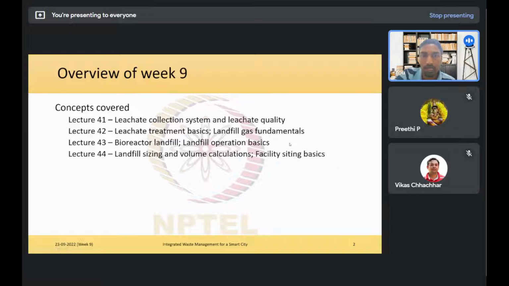We need to find a location where we can have this landfill. We can't have it in the middle of the city because that's going to cause several issues, such as odor issues and aesthetic problems. So we need a proper location for the landfill. We looked at the basics, and in the last lecture we looked at an example of the process we go through to find an appropriate site and to get the appropriate permissions. So that's what was covered in week 9. With respect to these concepts, we'll look at some questions.